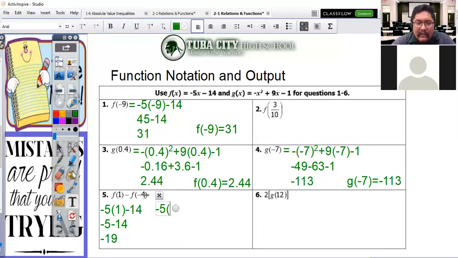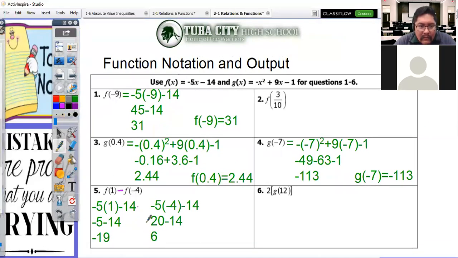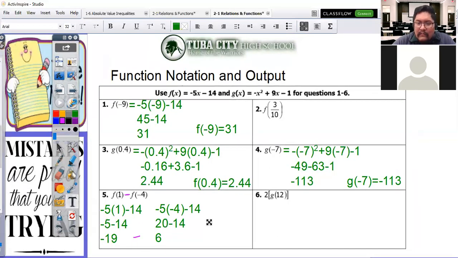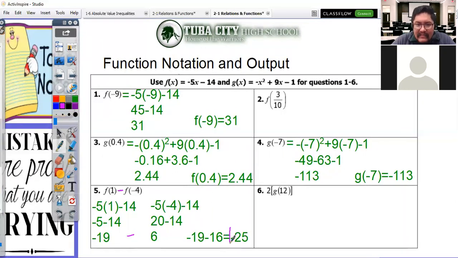Now for this one, I am going to use -4. So I'm going to do the exact same thing, but I'm going to plug in -4 instead of 1. And I should, well, let's see what we get. -5 times -4 is 20. And I get 20 minus 14, which is going to be 6. Now there is a negative here. So I need, in a way, -19 minus 6. And that's going to be -25. Oops, wrong button. So once I evaluate this, the answer is going to be -25.